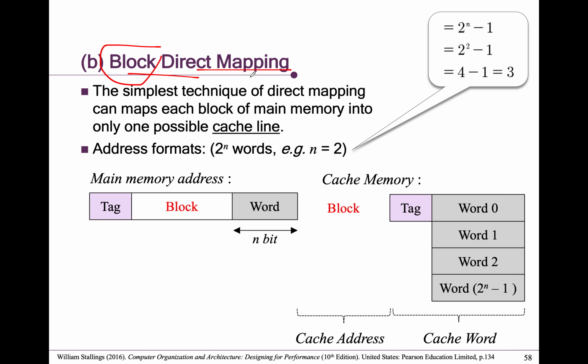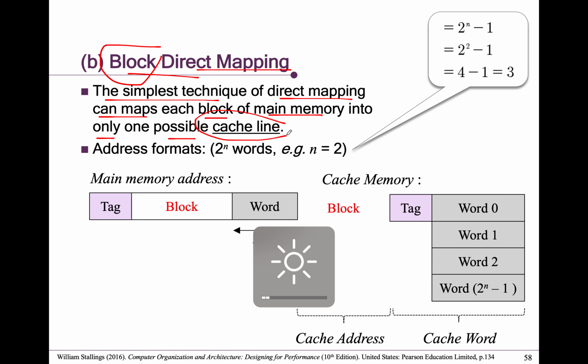So block direct mapping is the simplest technique of direct mapping. It can map each block of the main memory into only one possible cache line. So if before this you had several cache lines, now for block direct mapping it's going to be one single line.